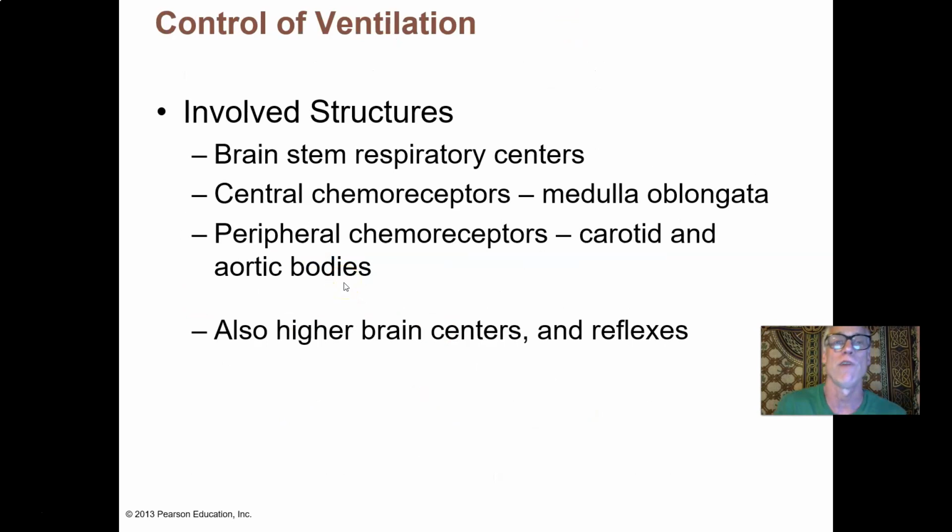So what about the control of ventilation? The structures we're going to be talking about that are involved in the regulation of ventilation include the respiratory centers in the brainstem. There are respiratory centers in the medulla oblongata as well as in the pons. There are chemoreceptors in the medulla oblongata, called the central chemoreceptors. There are also chemoreceptors that we've already talked about, called peripheral chemoreceptors. They're the carotid bodies and aortic bodies that we've mentioned before. And there are higher brain centers that can affect ventilation, as well as a couple of reflexes we'll talk about at the end.